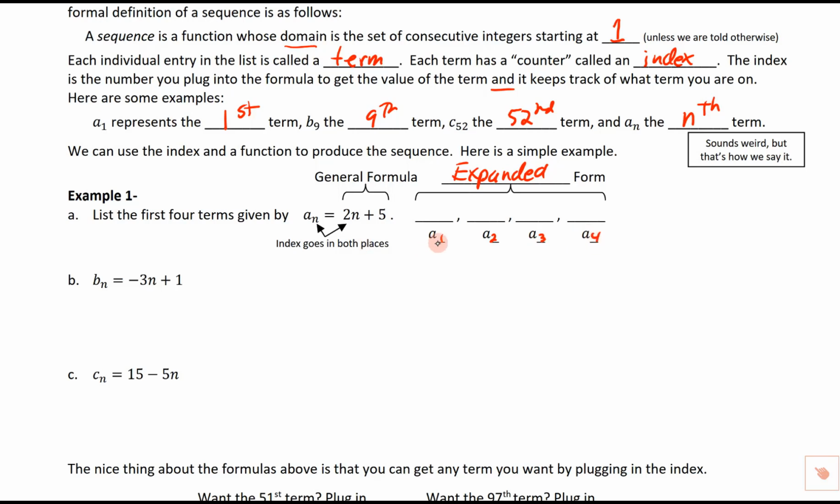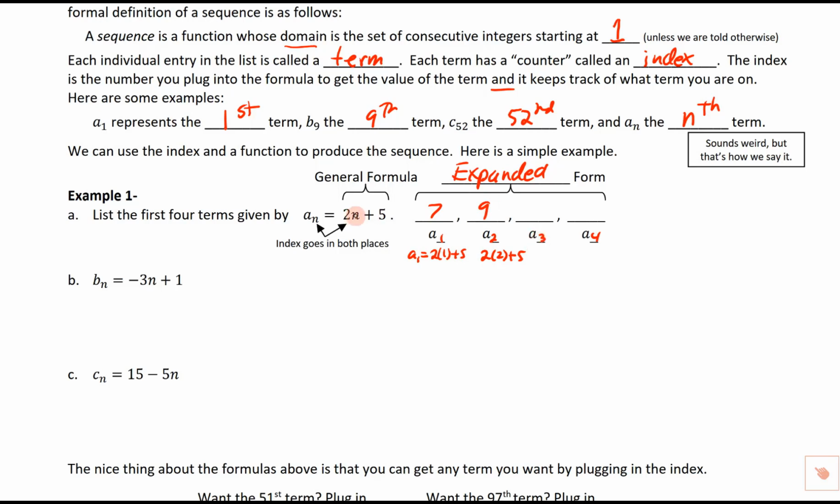So in order to figure out what A1 is, we literally just plug in a 1 right here. So this would be A sub 1 is equal to, so we put a 1 right here and we put a 1 right here. So this would be 2 times 1 plus 5. So this is 2 plus 5, so this is going to be a 7. So then we're going to plug in a 2. So we put a 2 right here and here. So this is going to be 2 times 2 plus 5, that's going to be 4 plus 5, so that's going to be a 9.